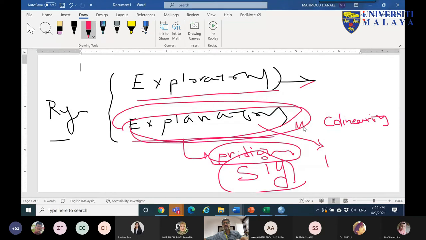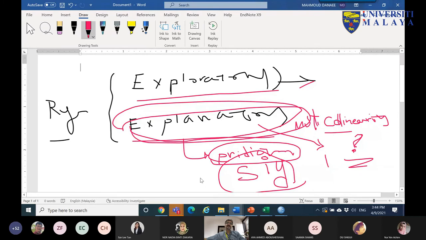Or sometimes they call it multi-collinearity. Do you know what collinearity means? Maybe you have heard about that, and maybe some of you are familiar with it. What is collinearity or multi-collinearity?